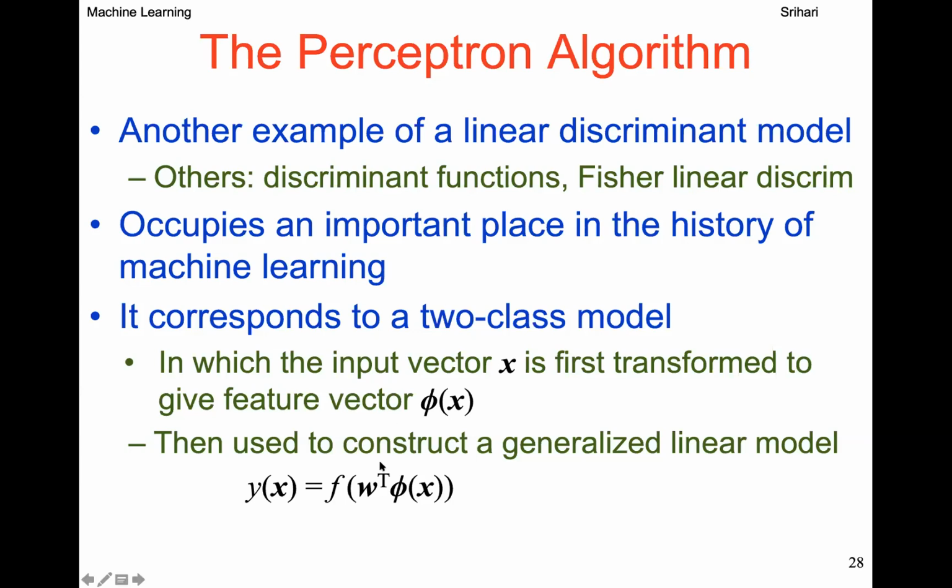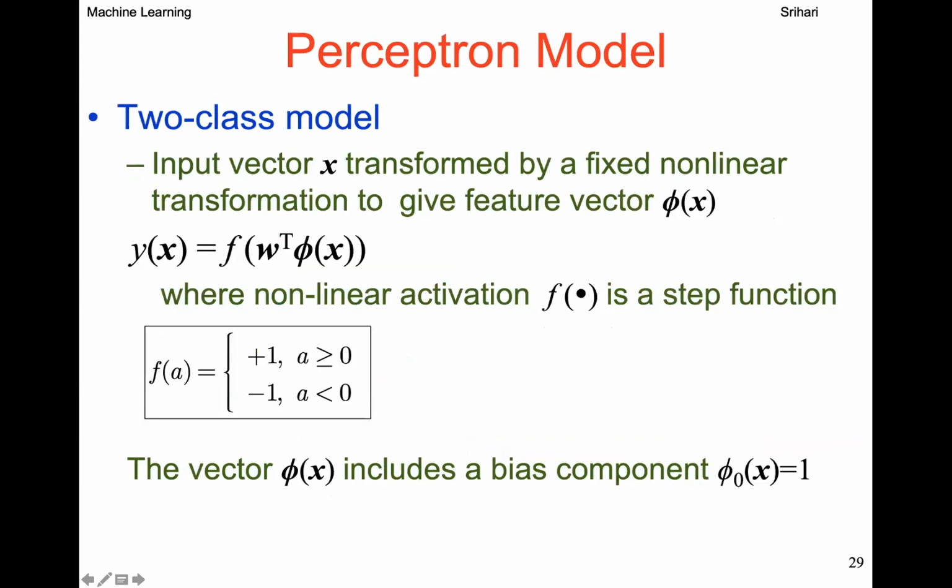In linear regression, we do simply w transpose phi of x. In classification, we have a function that operates on it, a nonlinear function like sigmoid. In the case of perceptron, it's not a sigmoid. f of a is equal to plus one if a is greater than or equal to zero, where a is its argument, that is w transpose phi of x, and it's minus one otherwise. The vector phi of x includes a bias component. That's what we're doing here. So perceptron is saying plus one or minus one, whereas the sigmoid gives a value between zero and one. It could be values like 0.5, 0.7, or 0.1, and so on. This one is just plus one or minus one. It is a discrete value.